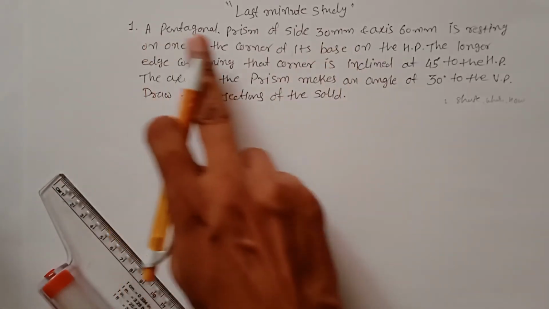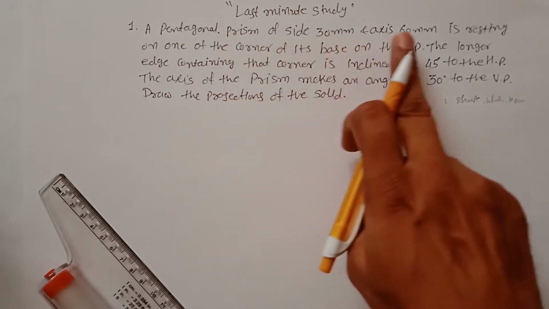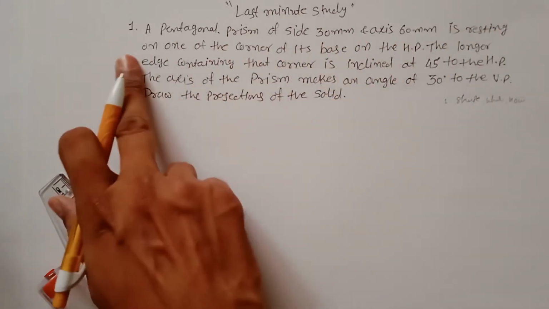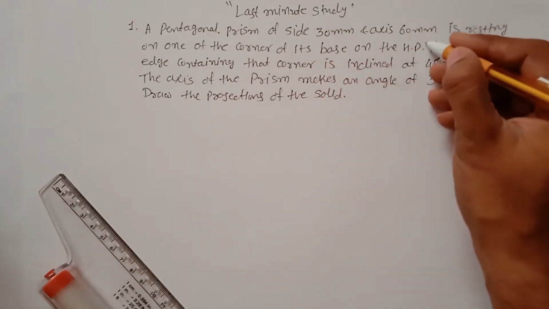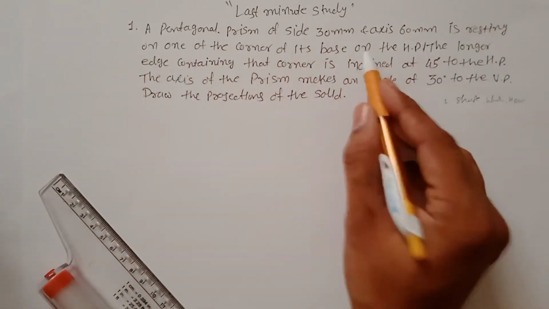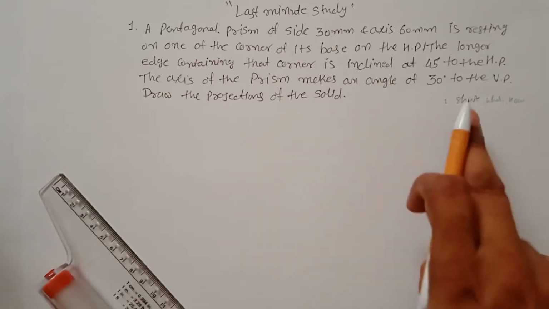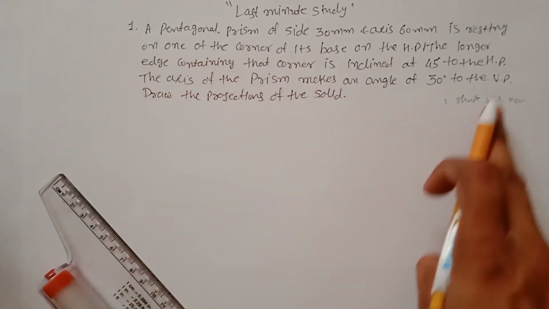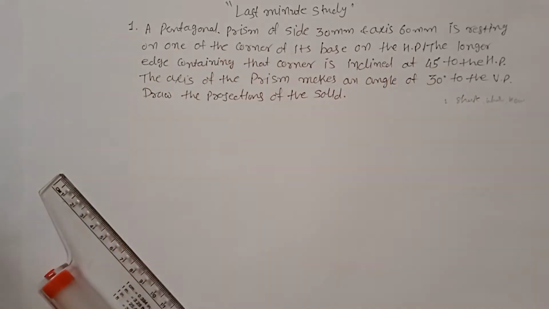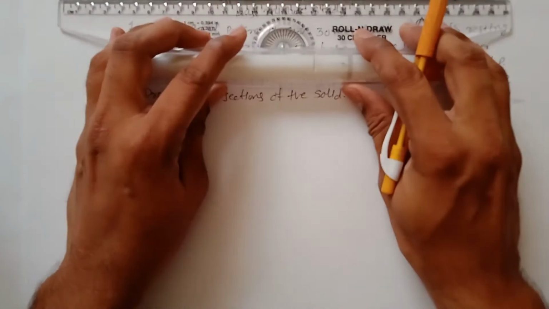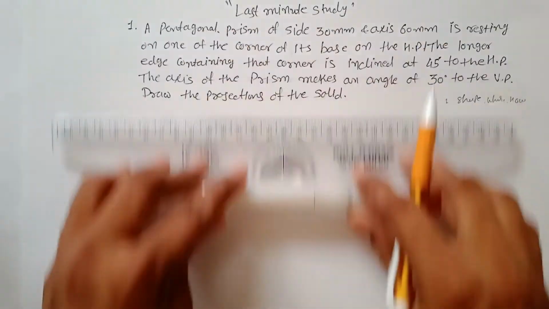So here a pentagonal prism of side 30 mm and axis 60 mm is resting on one of its corners on its base on the HP. From this first statement you can find out these answers. The shape is a pentagonal prism. It is resting on the HP, with its corner. So first of all you have to draw a pentagon.